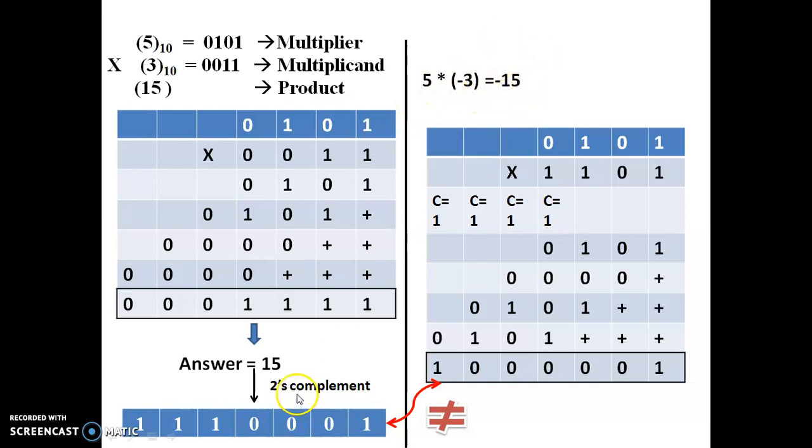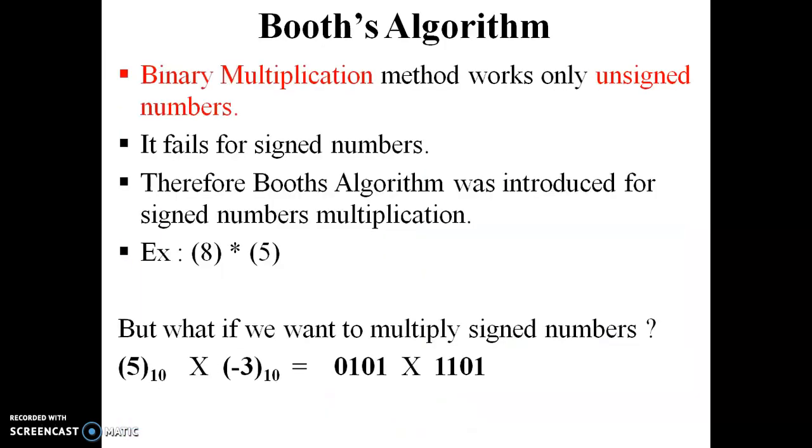Minus 15, its 2's complement form is what? 1, 1, 1, 0, 0, 0, 1. Right? And after multiplying this, what are we getting? It is 1, 0, 0, 0, 0, 0, 1, which is not equal. So when it is not equal, that means there is some discrepancy. That means there is a wrong representation of the data.